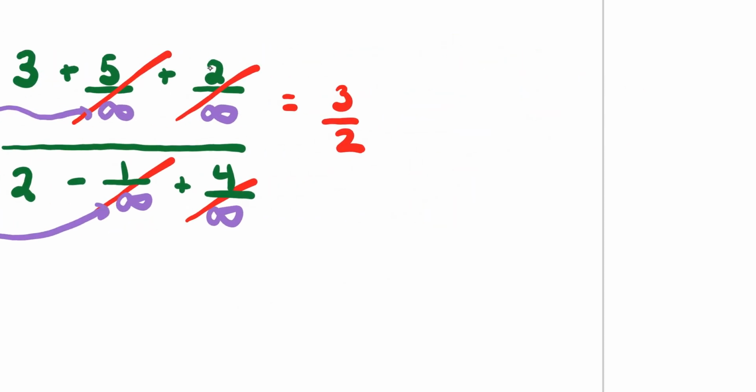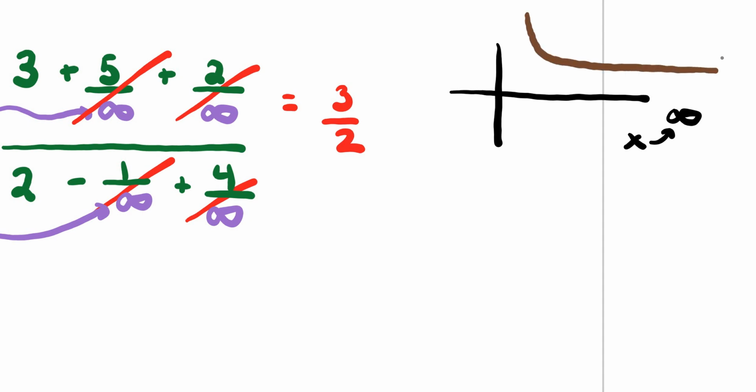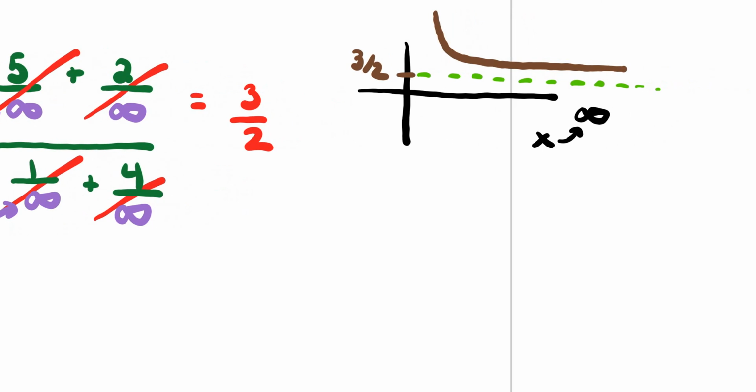Alright, so what does this 3 over 2 really mean? What this really means is when I go forever to the right, when x goes to positive infinity, the graph is behaving in a way where it levels off with a height of 3 over 2. So maybe this height is 3 over 2, and our horizontal asymptote is at this height of 3 over 2. If I go forever to the right, it levels off to a height close to 3 over 2. Okay, so that's what that answer means.